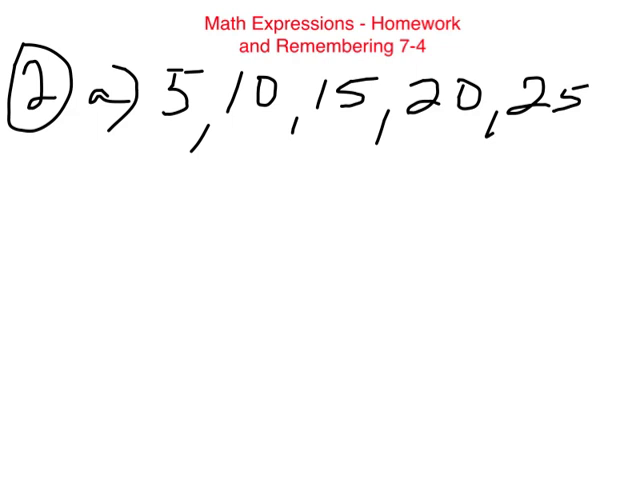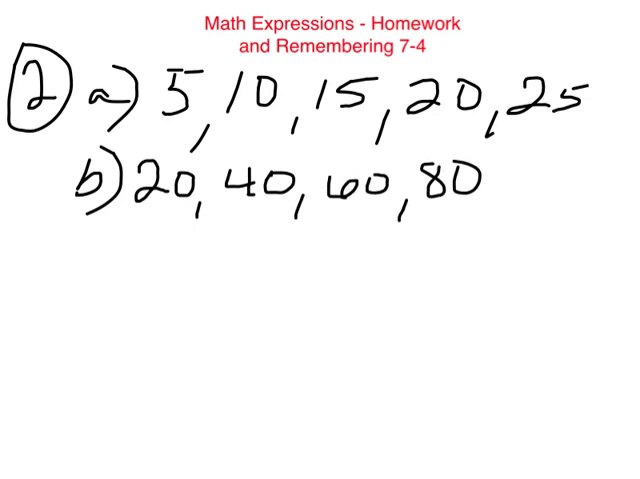So I can count up. I got 1, 2, 3, 4, 5 terms, starting at 5, counting by 5. That's part A. Part B says write the first 5 terms of a pattern that begins with 20 and then adds 20. So I can count by 20s easily. 20, 40, 60, 80, 100. And I can count those and make sure I have 1, 2, 3, 4, 5 terms.